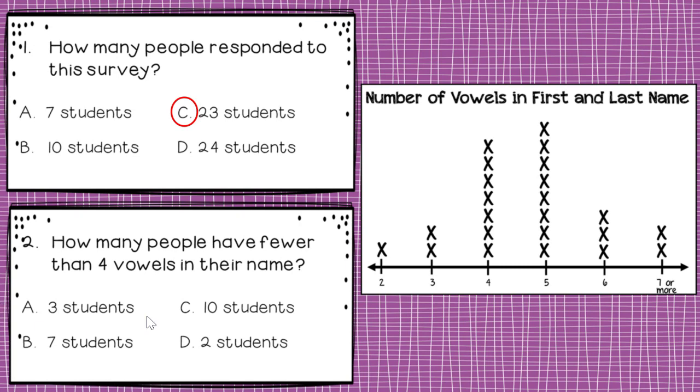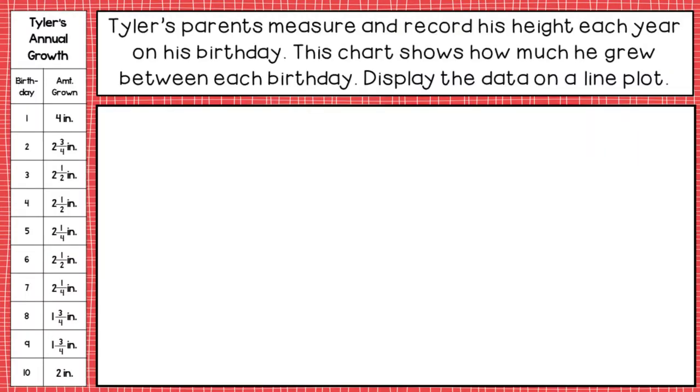And then it says how many people have fewer than 4 vowels in their name. So I highlighted fewer than 4. So that means I'm not going to be looking at 4. I'm only looking at the fewer than 4, which would be 2 or 3. So I've got 1, 2, 3. So my answer would be letter A, 3 students.